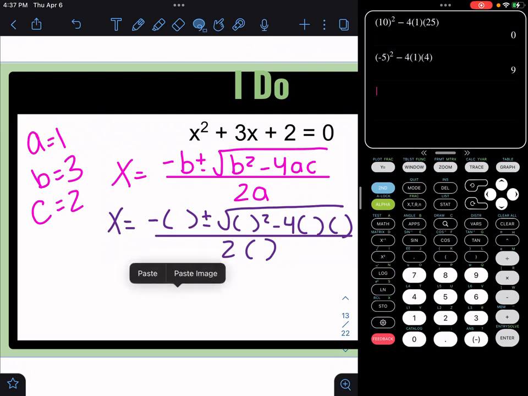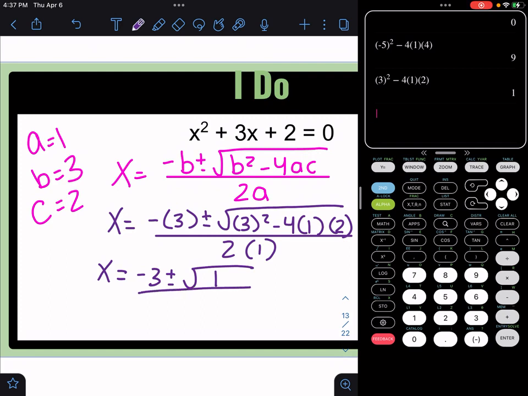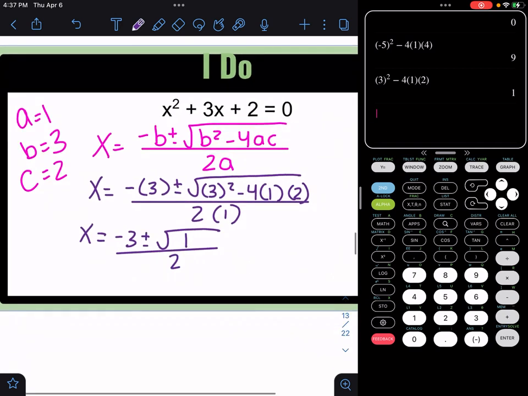Alright, so x is equal to negative b, which is 3, plus or minus the square root of b, which is 3, squared, minus 4, a is 1, c is 2, all over 2a. Alright, start by typing negative 3, plus or minus. Now, do not type in the square root part, just type in what's under the square root, which is 3 squared minus 4 a c, that is 1, all over 2 times 1 is 2. Alright, let's see, what is the square root of 1? The square root of 1 is just 1, so it's plus or minus 1 over 2.